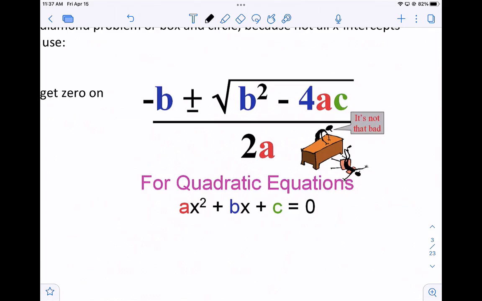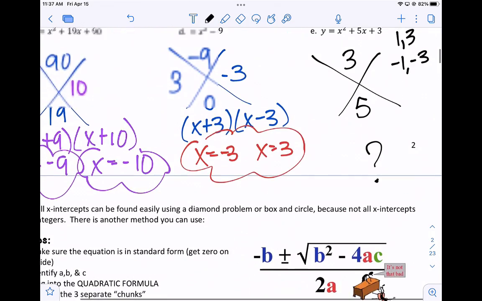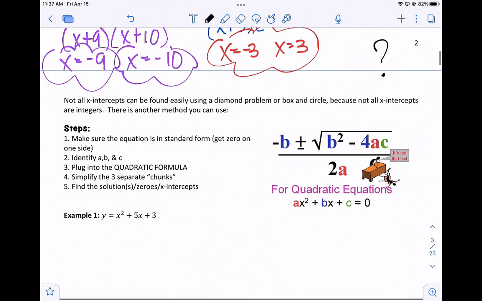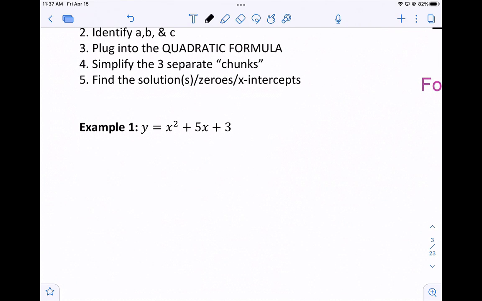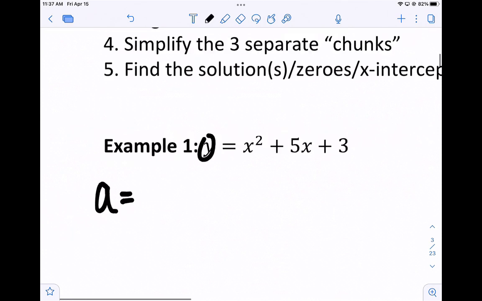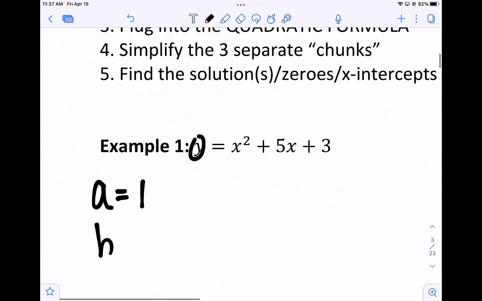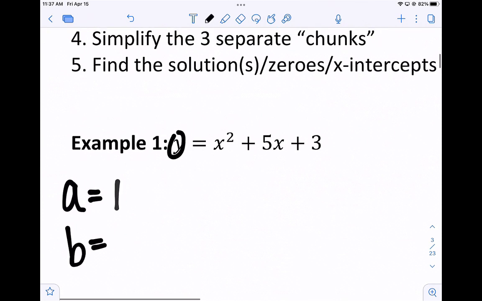Okay, so how do we use this? We'll do it for this one problem that we couldn't factor and solve. So the first step is make sure there's 0 on one side. If you notice, we have 0 on one side, everything else is on the other side. So we're going to identify a, b, and c. A is the number next to the x squared. If you don't see a number next to the x squared, it's a 1. B is the number next to the x, and here the b value is 5.